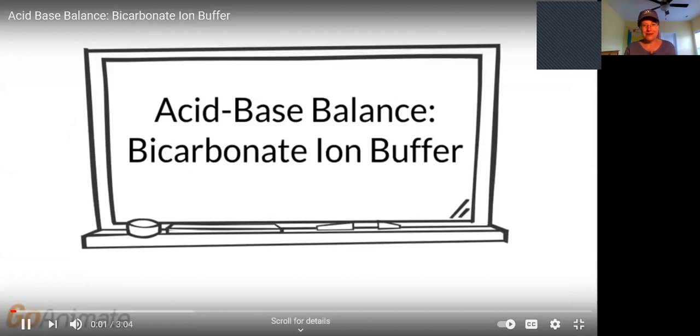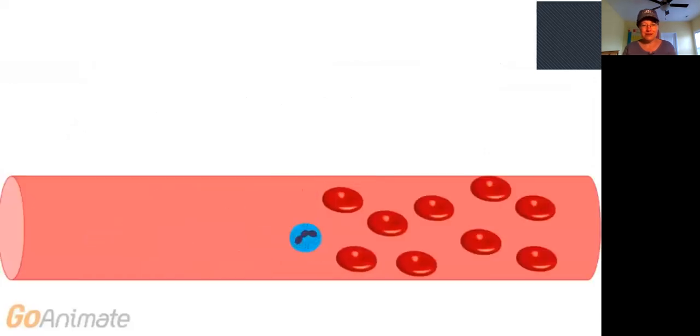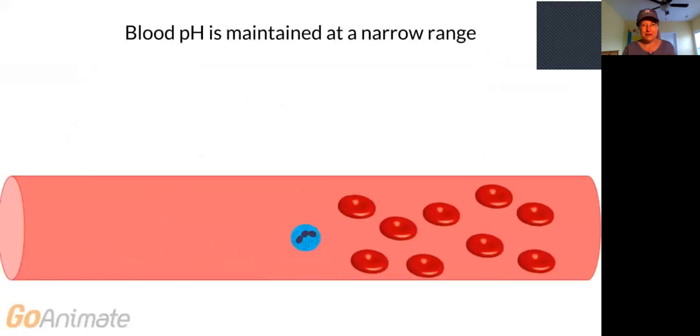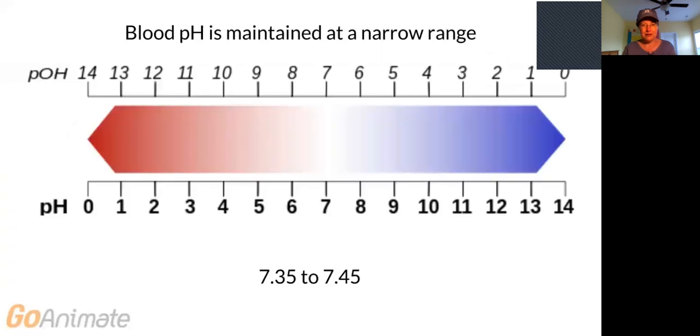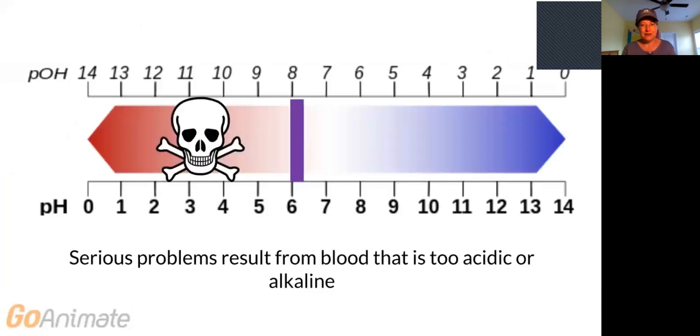Let's learn about the bicarbonate buffer system. Blood is maintained at a narrow range of pH, which is between 7.35 and 7.45. Serious problems result from blood that is too acidic or alkaline. Abnormal pH can lead to coma and death.